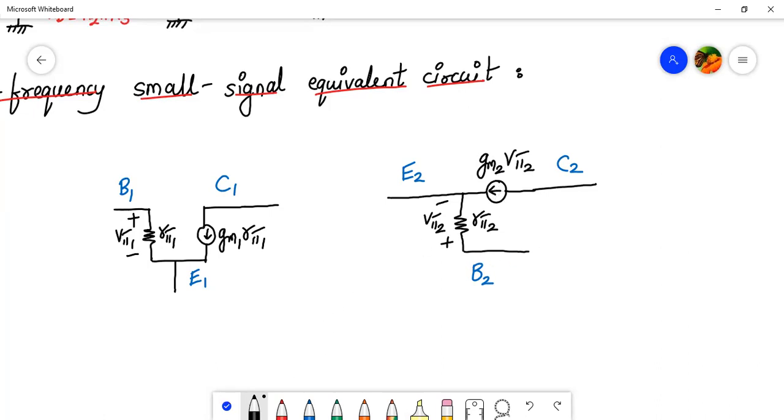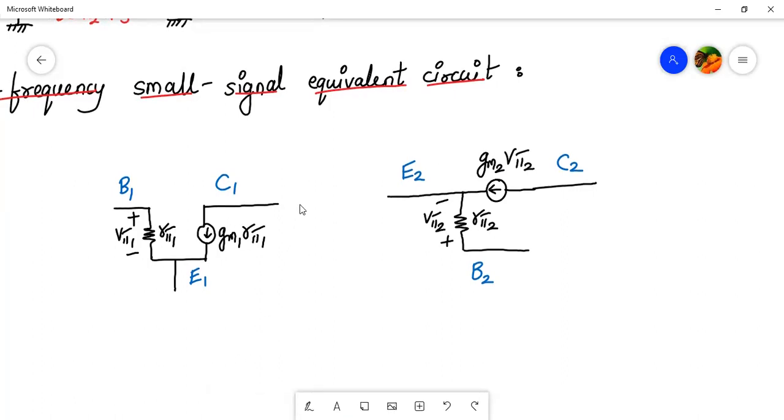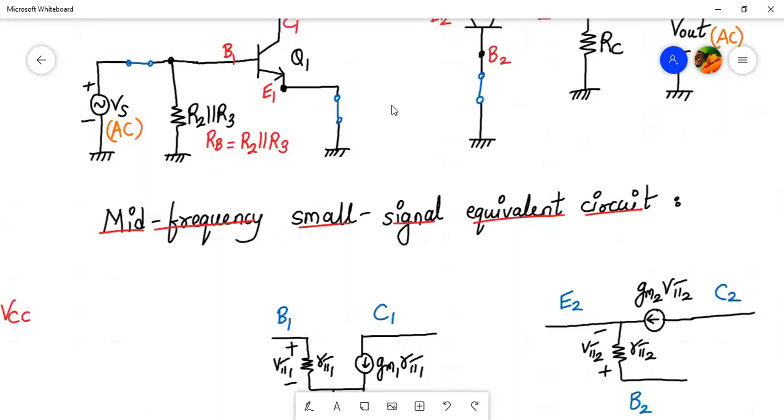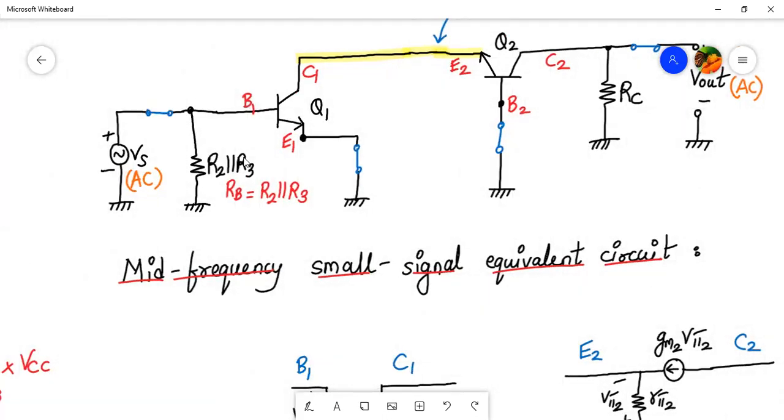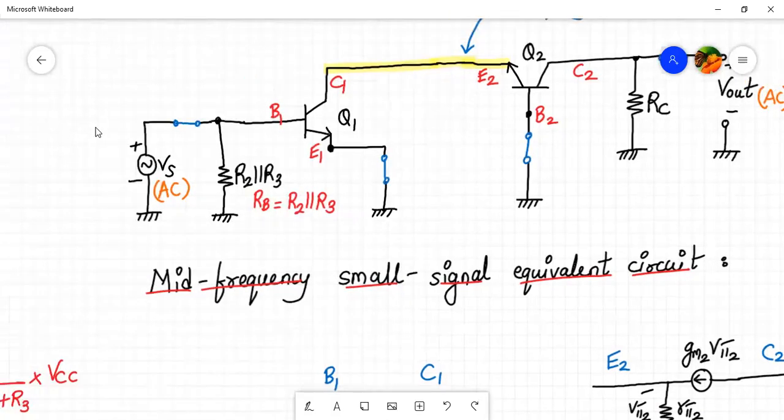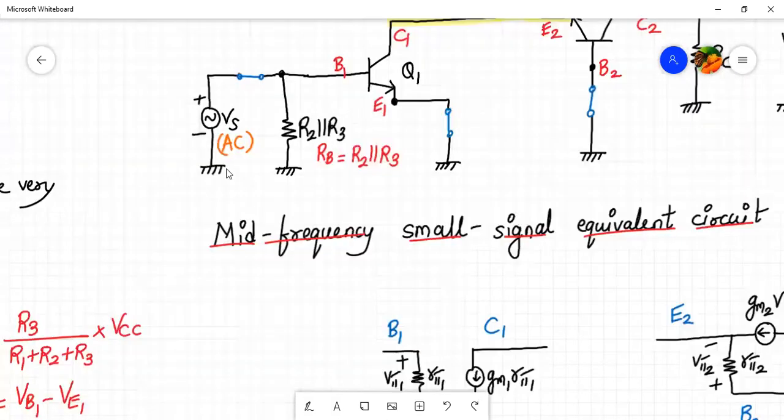Now we have to see what all things are connected to each terminal now. So let's go back to the circuit diagram. Here it is. So to the base one, we have R2 parallel to R3, right? We can call it RB also. And we have in parallel voltage source Vs. So let us do that. Or it is V in or Vs. Let me cross check it once.